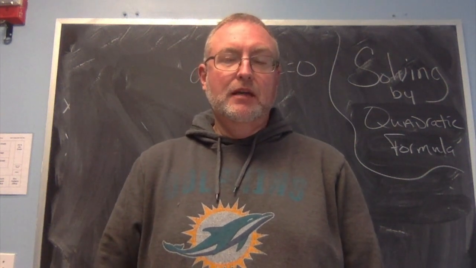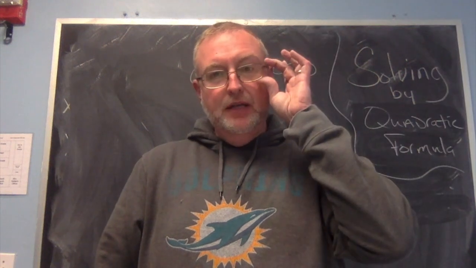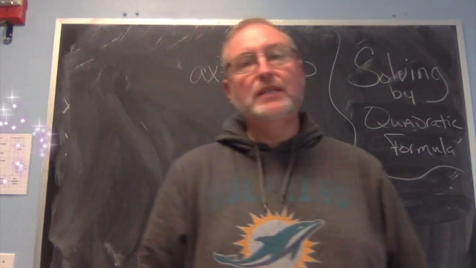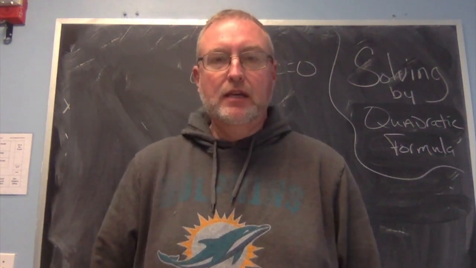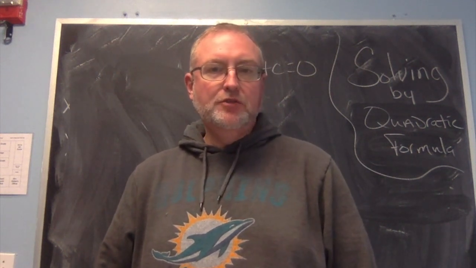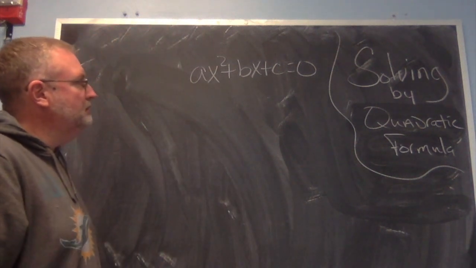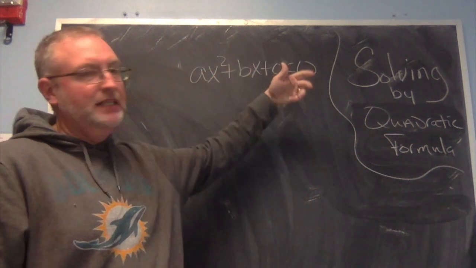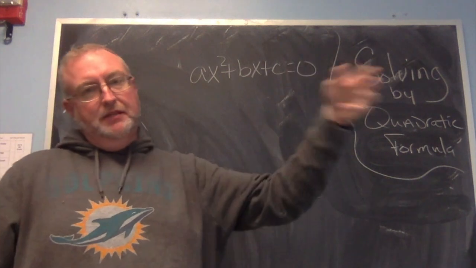There's one more lesson that I wanted you to have, and then tomorrow's a quiz, and you're done. But the last lesson I want you to see is on page 321, which is solving using the quadratic formula. Now, the basic quadratic formula is on the board behind me. Remember these letters. A represents whatever number it is, B whatever number, C whatever number. But it's ax squared plus bx plus c equals 0.